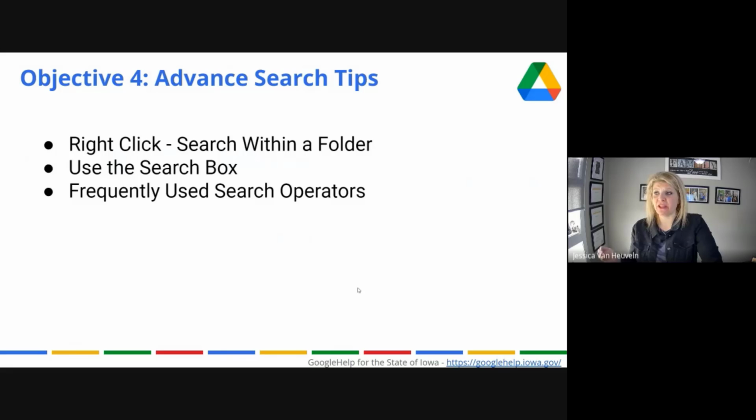Objective 4 is advanced search tips. We've talked about this a little bit in the basics, and we practiced some of this already, but I think this is still a very useful objective to go over again, and also put in place in our demo. We can right click and search within a folder. You can use the search box. You can use search operators, and I needed to add another one there. We do now have the search chips. That is what we have available for us.